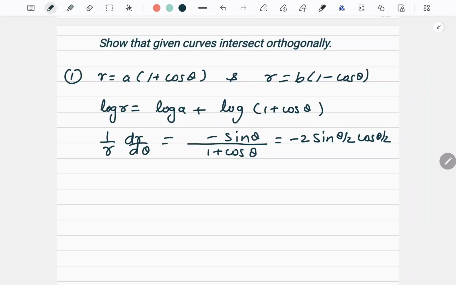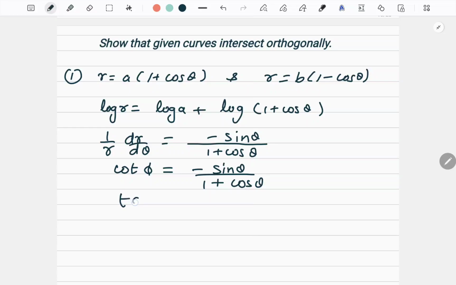Or actually we don't need this also. Why go that way, because we don't want phi specifically. So this is cot phi. So cot phi is equal to minus sin theta upon 1 plus cos theta. So what is the value of tan phi? Tan phi is equal to minus, putting the minus outside, 1 plus cos theta upon sin theta. Let it be equation number 1.